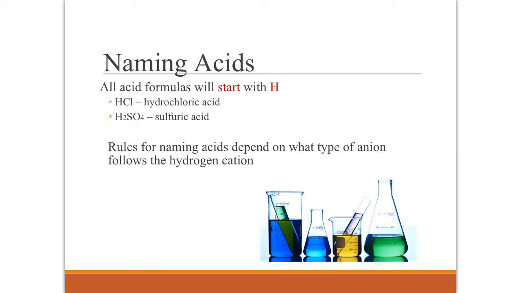So, naming acids. All the acid formulas that you will be working with this year will start with an H. Not every compound that starts with an H is an acid, but most of the ones that we're dealing with will be. So 2 examples I give you here: HCl, hydrochloric acid, and H2SO4, sulfuric acid. The rules for naming these acids depend on what type of anion is following that hydrogen cation.